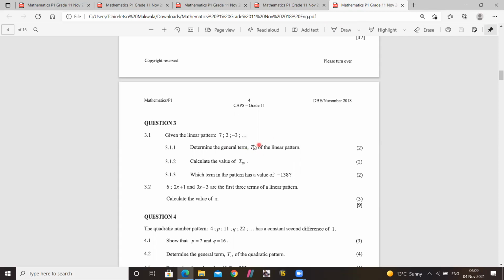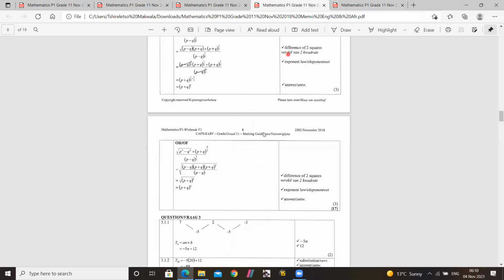Then Tn, because this is a linear pattern, what's the general form for Tn? Tn is equal to An plus B. What is A? A is the common difference, so A is -5. That's why we put the -5 here. So you put the A there, number 1.